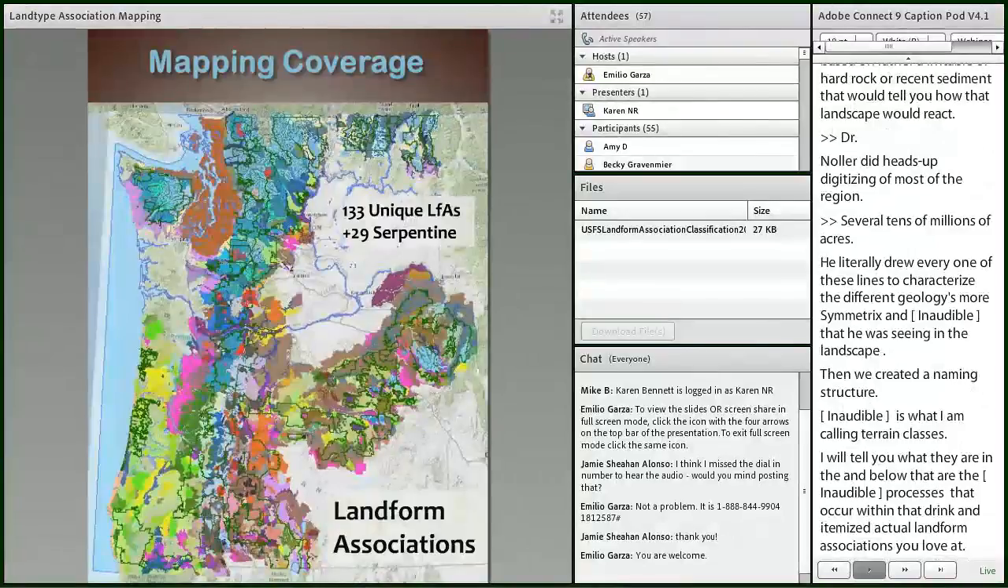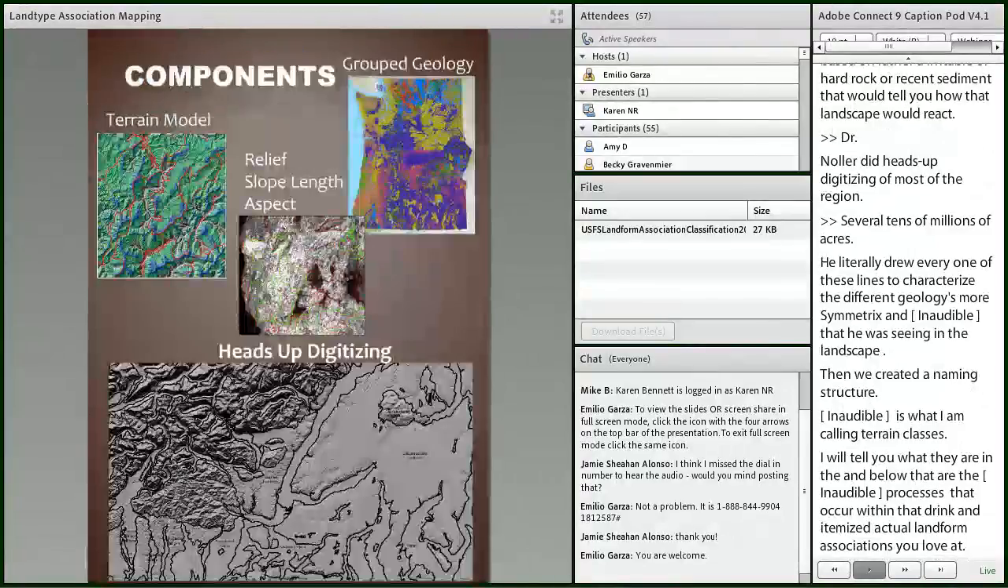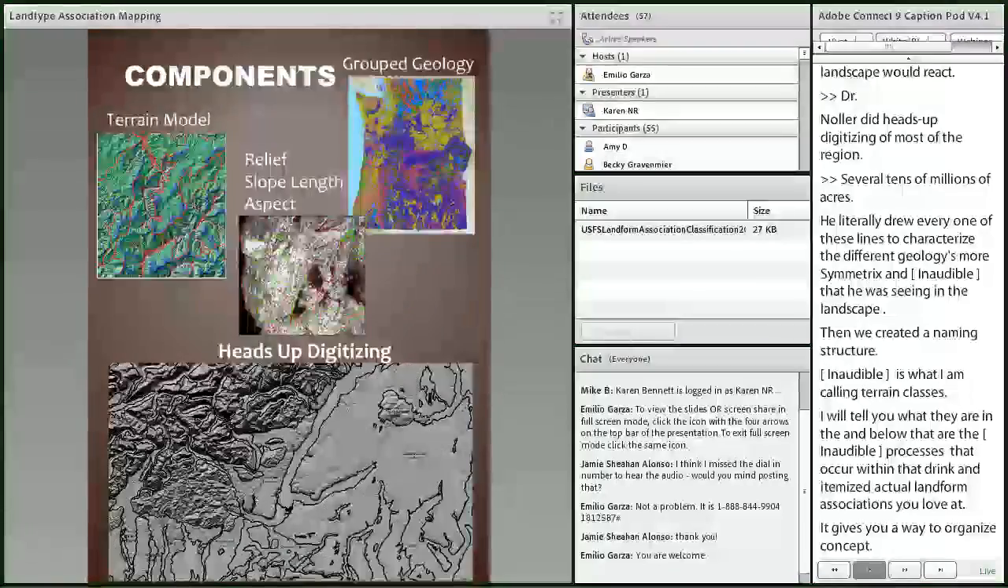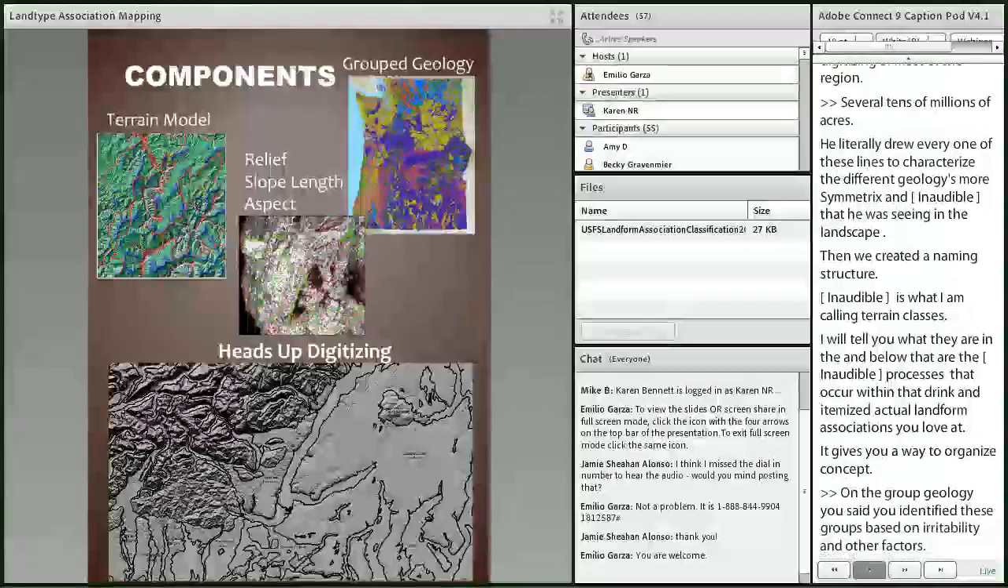Just a quick question about the slide back. So on your grouped geologies, you said that you identified these groups based on erodibility and some other factors. There are actually lots of people that have been doing that, including us. I'm wondering if you are going to publish that particular aspect specifically, or maybe as part of the whole package. Part of the whole package. We're going to publish this. Awesome. Great.